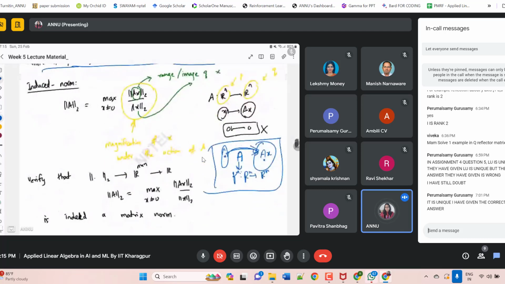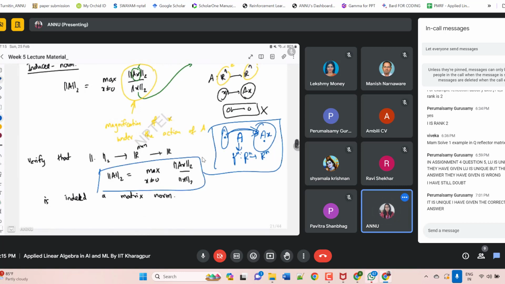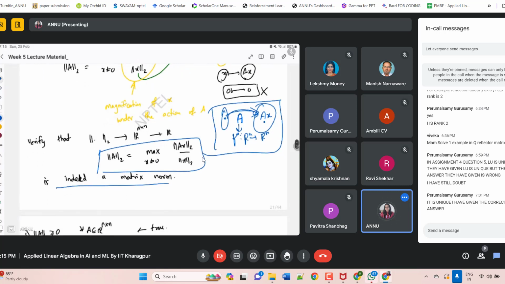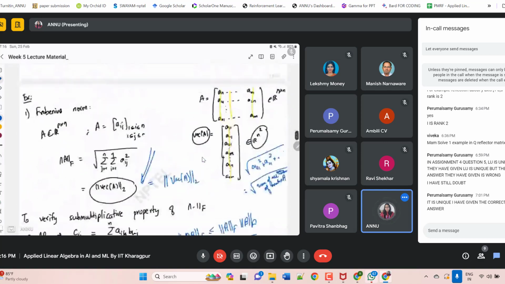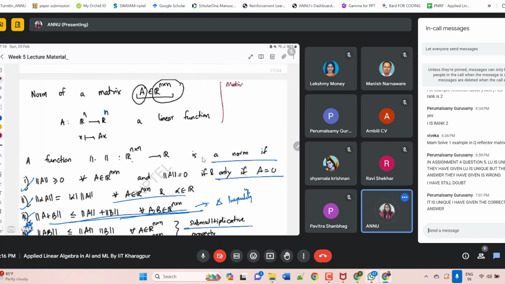Okay, so this is magnification. So the induced norm is nothing but the max over x not equal to 0 of the norm of Ax divided by the norm of x. Okay, so it is also a matrix norm. Whenever we see this particular property, it is called a matrix norm.